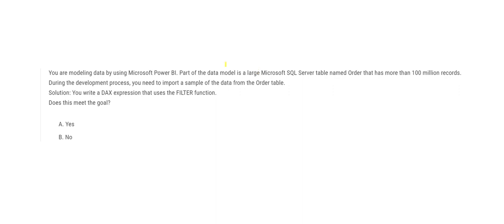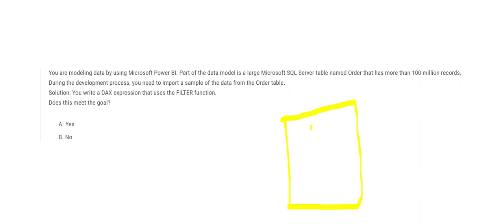Okay, let us look at this question. So you are modeling data using Power BI. So this is a Power BI certification. So the questions will be about Power BI, Azure Power BI. And part of the data model is a SQL Server table named orders. So you have this table.